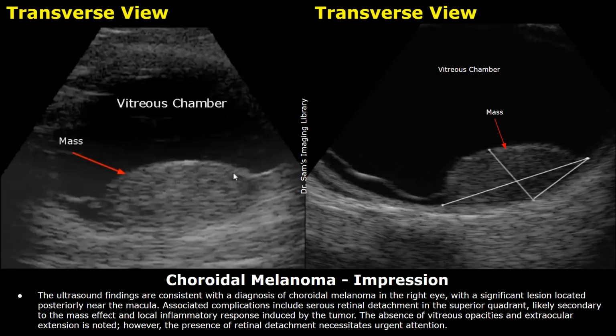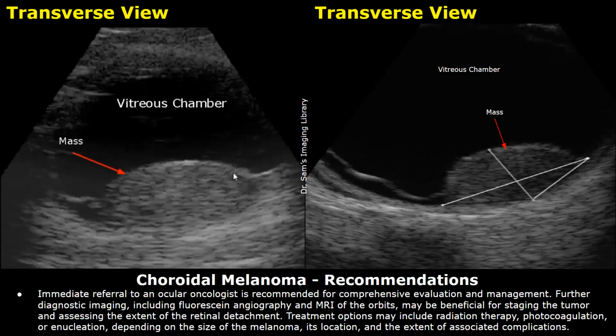However, the presence of retinal detachment necessitates urgent attention. Recommendations include immediate referral to an ocular oncologist. Further diagnostic imaging is advised.